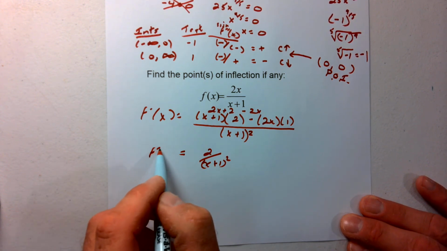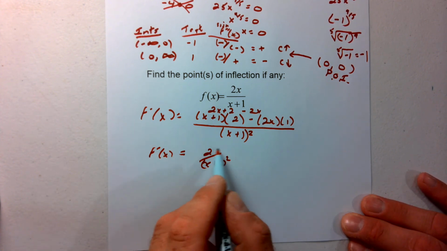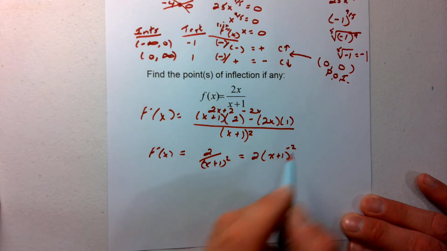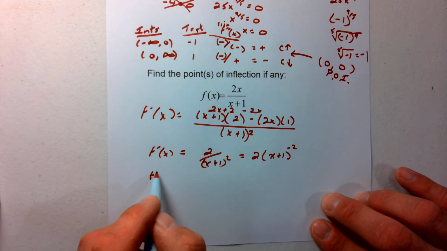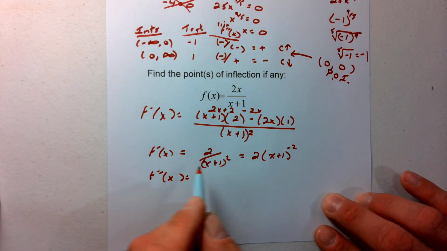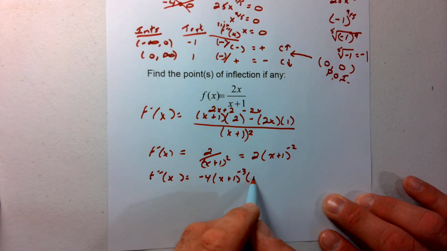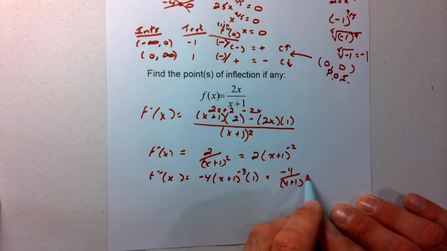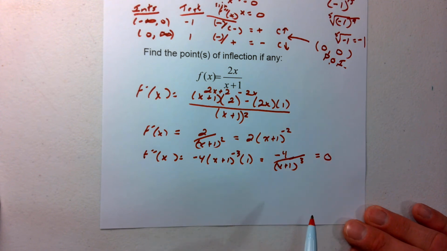Since we have just a nice constant on the top, I can go ahead and bring that denominator to the numerator. So I have a chain rule. So my second derivative in this case is going to be -4 times x plus 1 to the -3rd times 1, or -4 over x plus 1 to the 3rd. Again, we're going to set that equal to 0.